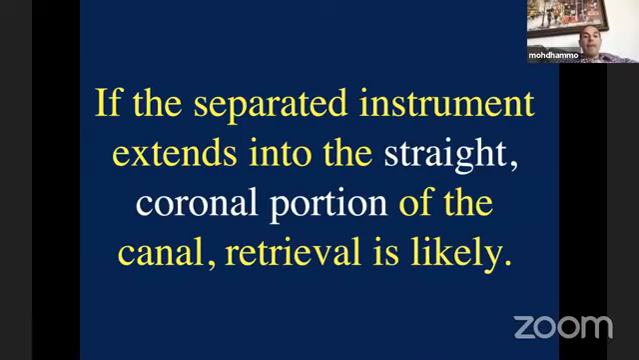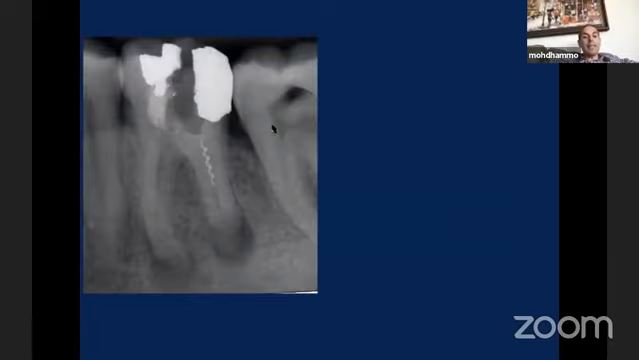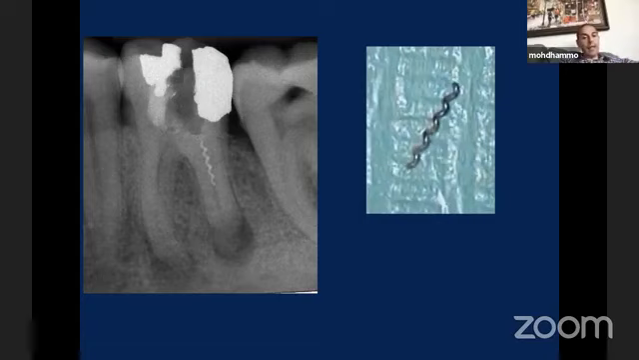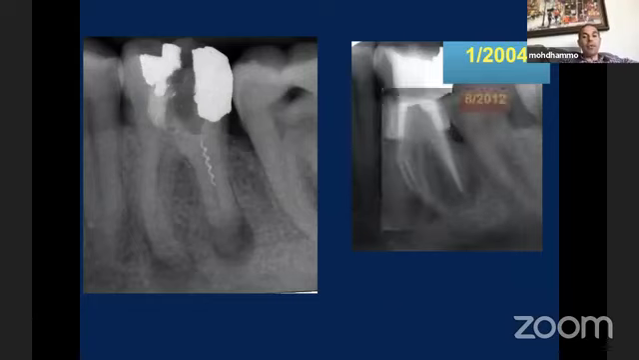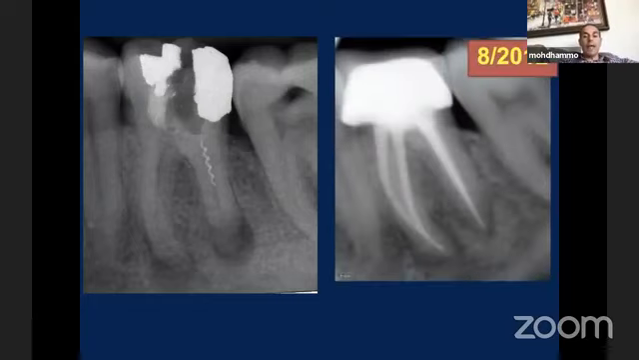Because if the separated instrument extends into the straight coronal portion of the canal, retrieval is simple and easy. So, like this case here, this broken instrument is in a straight line, so we can see it, we can shake it with the ultrasonic tip, and we can remove it. And as you can see, we will fill the canal, and you can see the follow-up after 80.